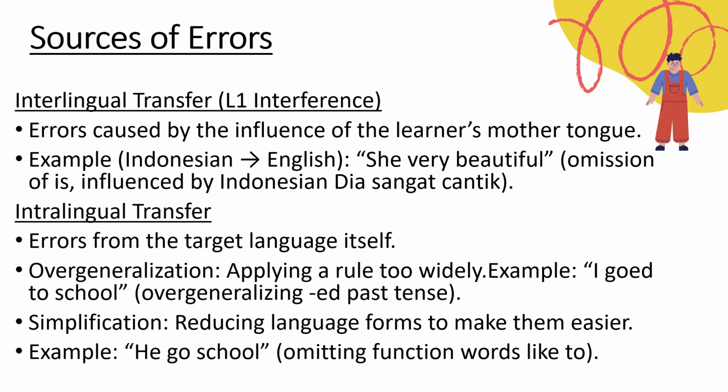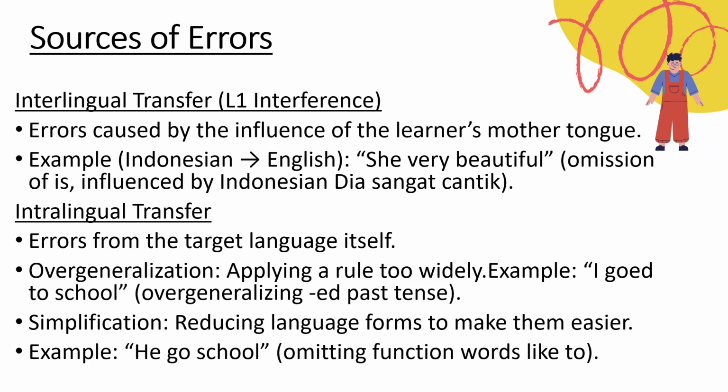For example, from Indonesian to English, "she very beautiful." So we omit "is." Why? Because in Indonesian we don't have "is." We just say "dia sangat cantik." We don't need "is" here. If we use "is," it is seldom used as "adalah." We would kind of say "dia adalah sangat cantik," but in this case, because of the influence of L1, it interferes with how we transfer Bahasa Indonesia into English.